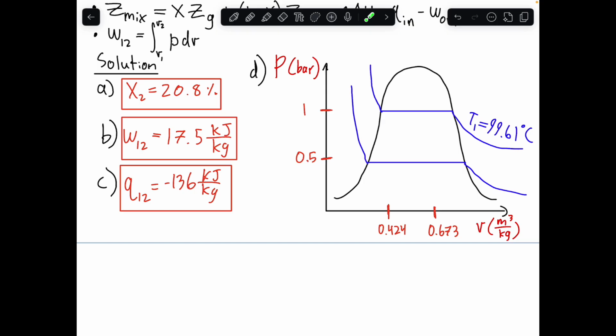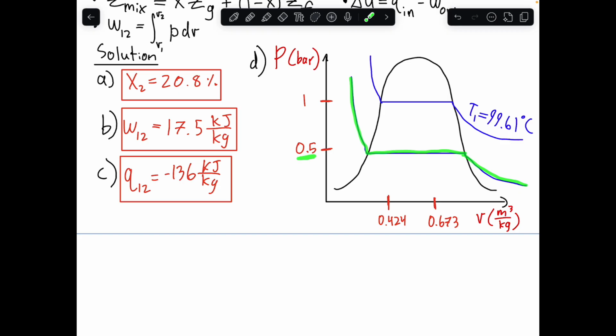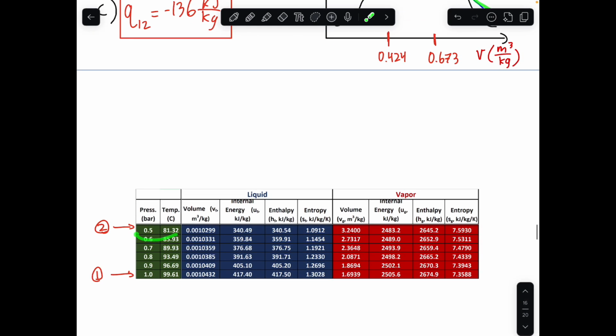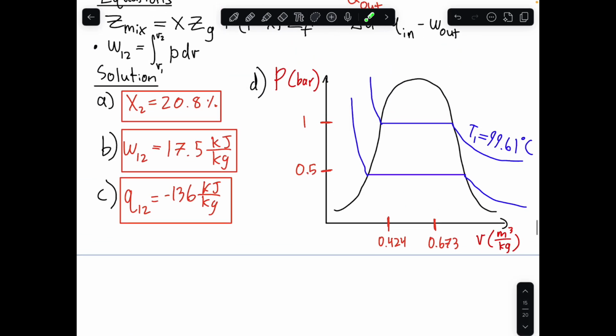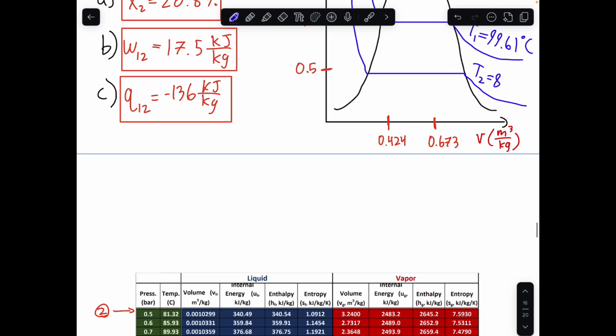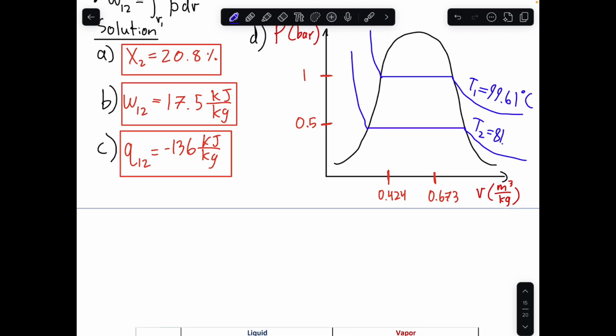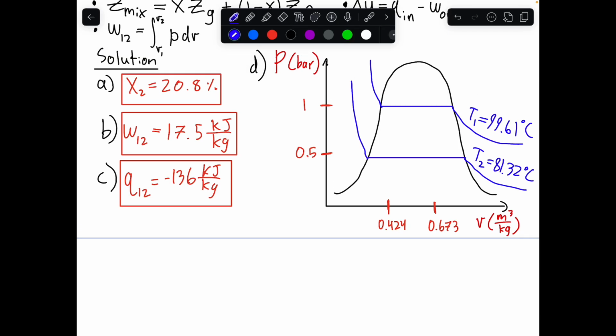And then the other one, along this isotherm, we are going to be at whatever temperature we find in the table for 0.5 bar. So that is going to be right here, this temperature of 81.32. So that's our T2, 81.32 degrees Celsius.